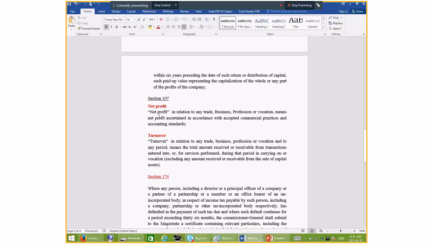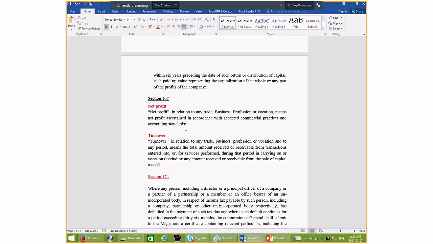Therefore, the term net profit is very important to ascertain the adjusted profit for taxation purposes. If any company has not ascertained the net profit according to accepted commercial practice and accounting standard, then they are not declaring the correct profit to its owners or shareholders. Especially listed companies have to follow this accepted commercial practice and accounting standard.